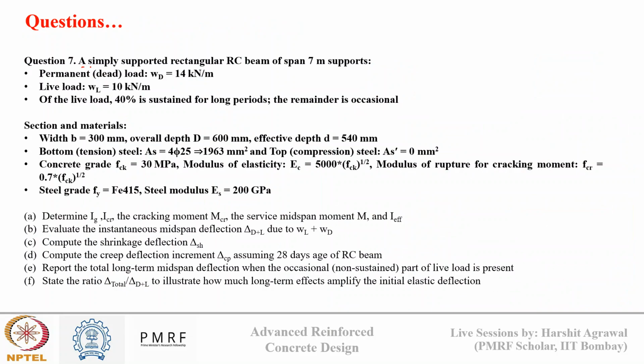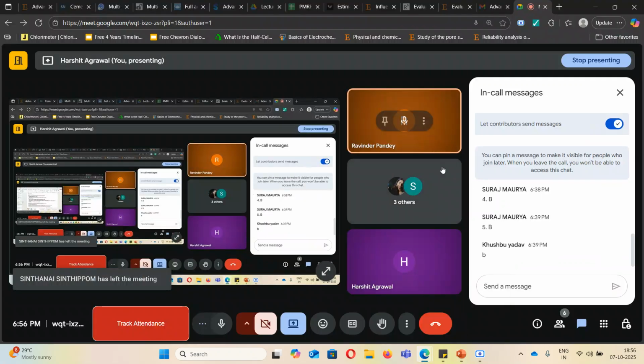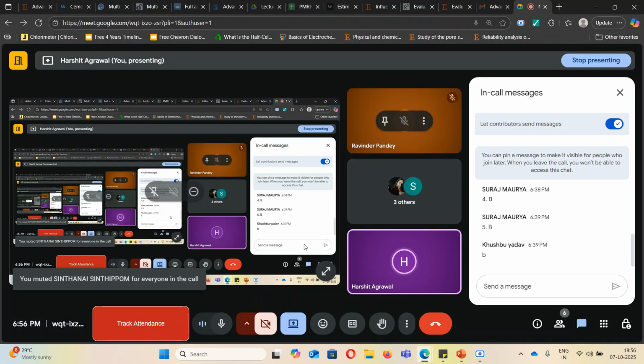So I will pause for a minute, I will mute myself for a minute, and I will let you read the question thoroughly, and then we'll see how to solve it. In the meantime, if you have any doubt regarding creep deflection and shrinkage deflection, you can ask. Just think about this question, how we can approach it.